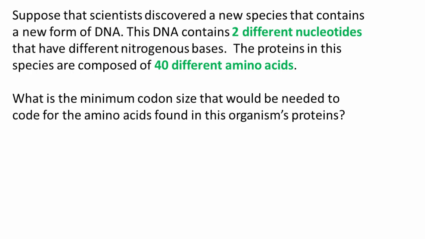Suppose that scientists discovered a new species, and that species contains a new form of DNA. In this particular DNA, it only contains 2 different nucleotides that have different nitrogenous bases. And the proteins in this species are composed of 40 different amino acids. So the question is, what would be the minimum codon size that would be needed to code for the amino acids found in this particular organism's proteins?